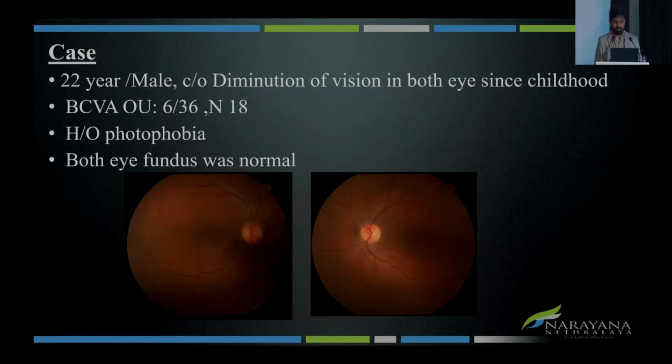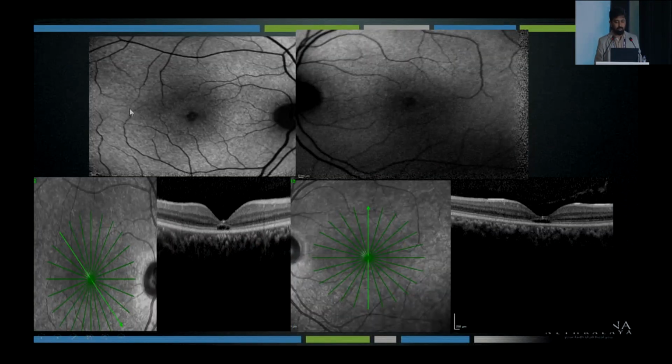Now this case is a 22-year-old male who presented with diminution of vision in both eyes since childhood. Vision was around 6/36. He had a history of photophobia, and both eye fundus was normal. In fact, wherever he went for consultation, they all thought this patient was malingering, because everything looked normal. So he came for my opinion. When I did an autofluorescence, it looked more or less normal. But if you look at the OCT, there is definitely a defect in the foveolar region, which mimics a kind of photic retinopathy. That's what we thought.